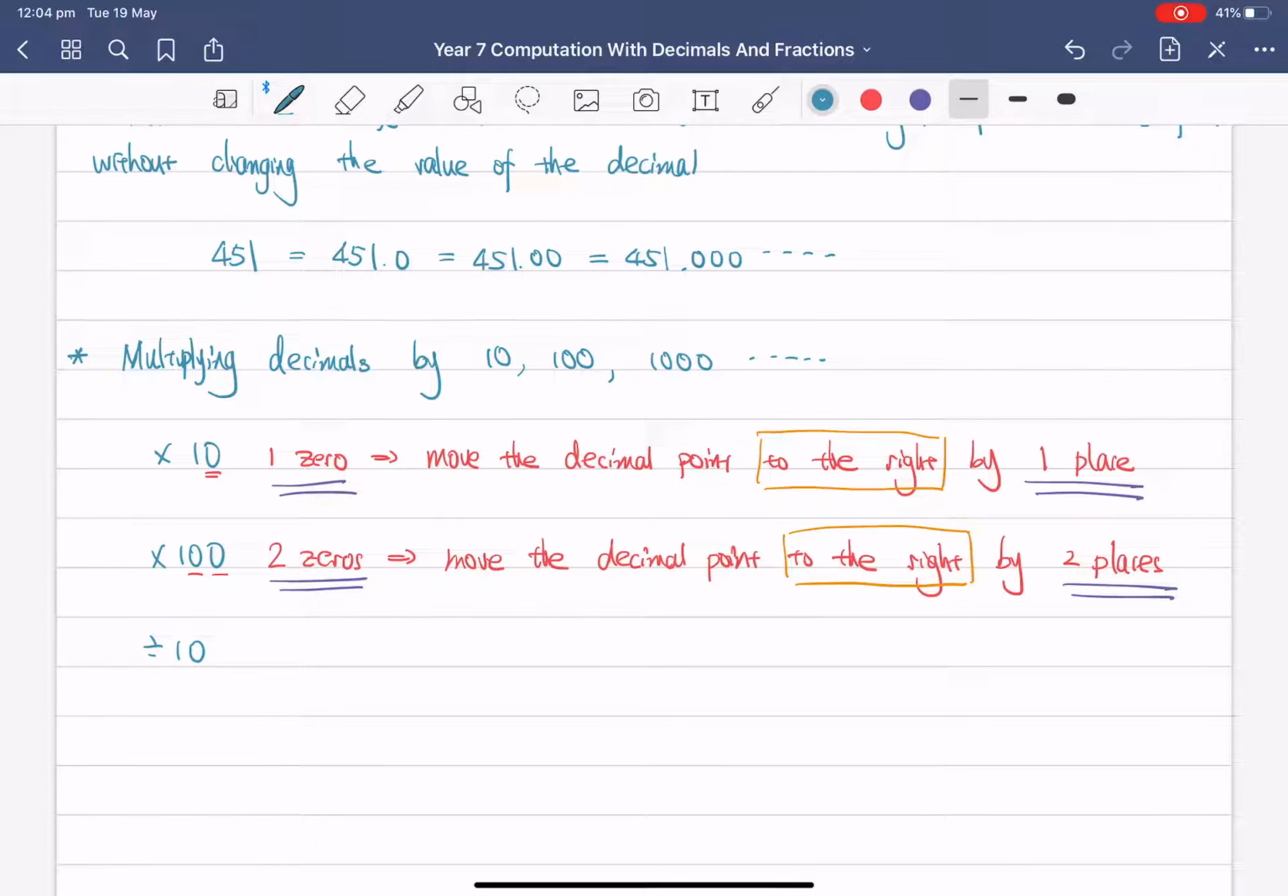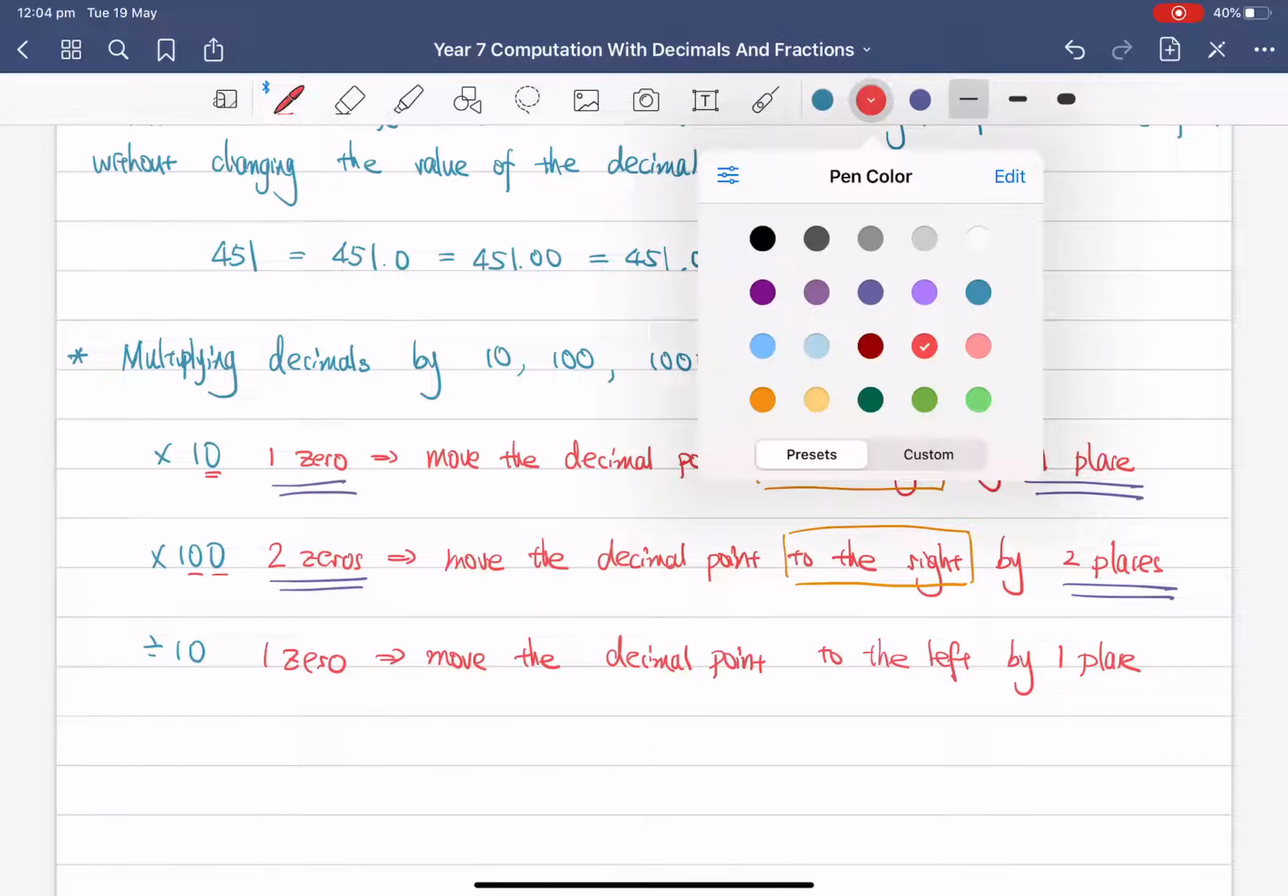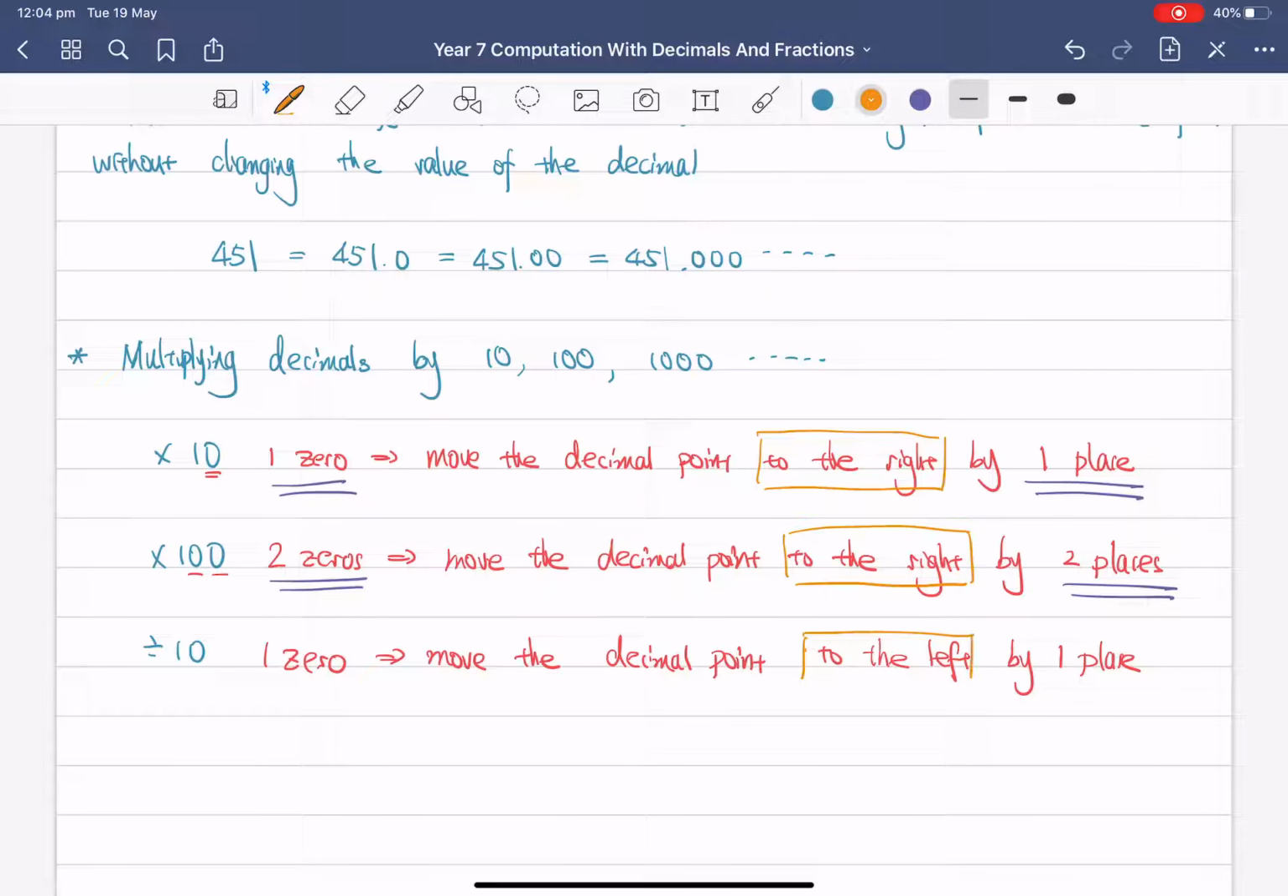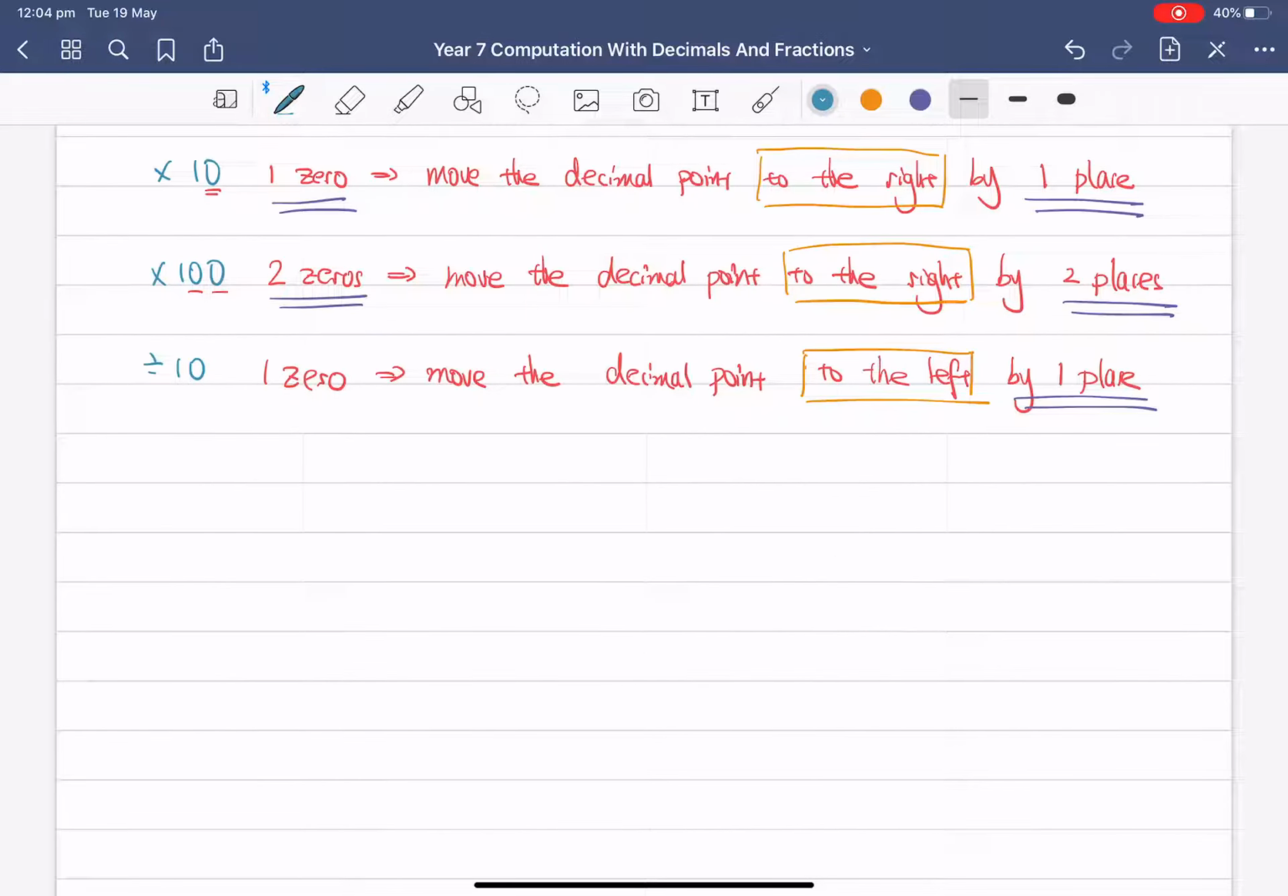If we are dividing by 10 or by 100, the only difference is we are moving the decimal point, instead of to the right, to the left, by 1 place. The reason it's 1 place is because this time it's still divided by 10. It's 1 0, so therefore you move it to the left by 1 unit. Usually we can use the visualization method to visualize. We'll start with some questions so you understand what I'm talking about.